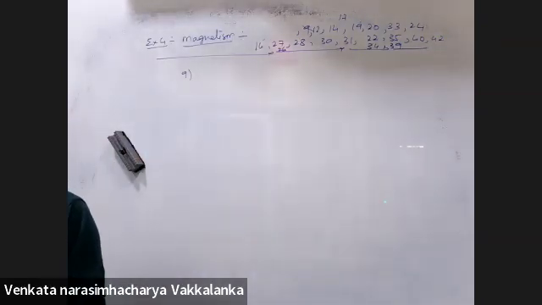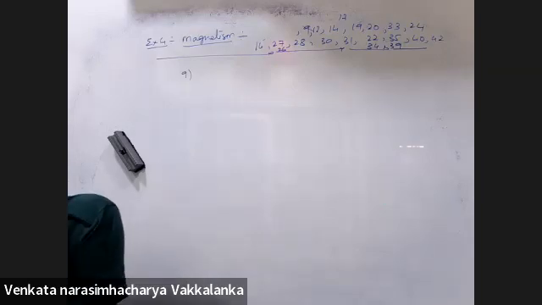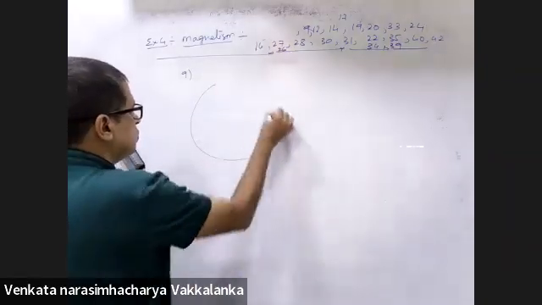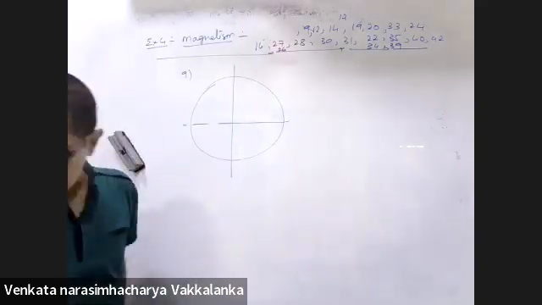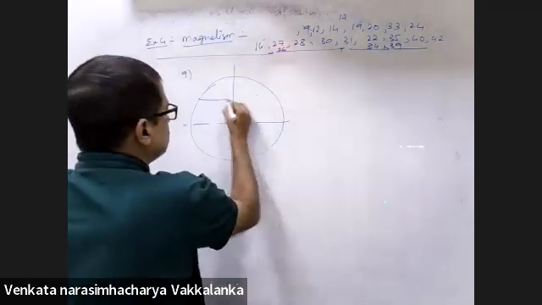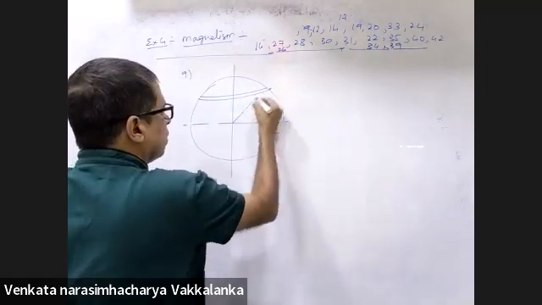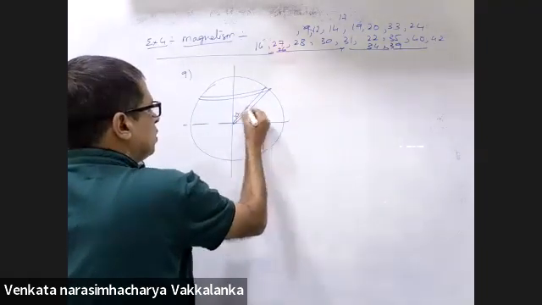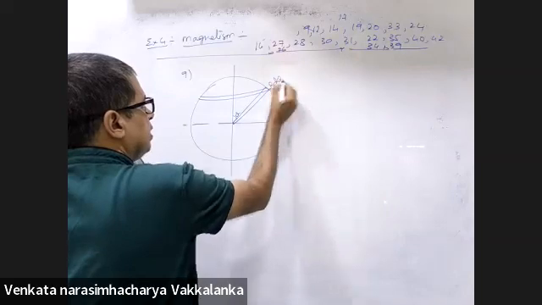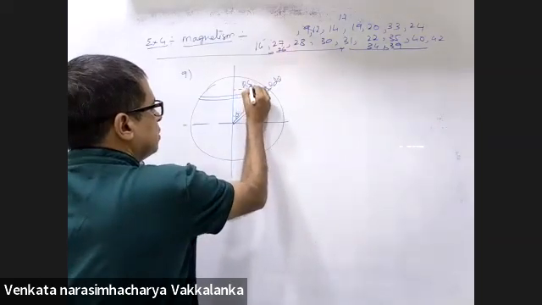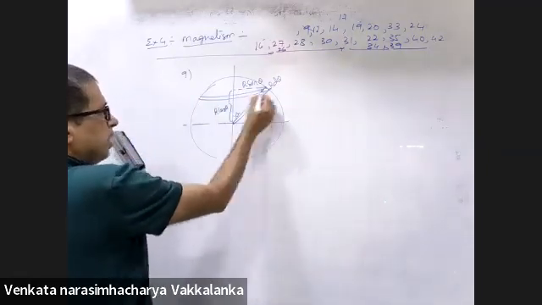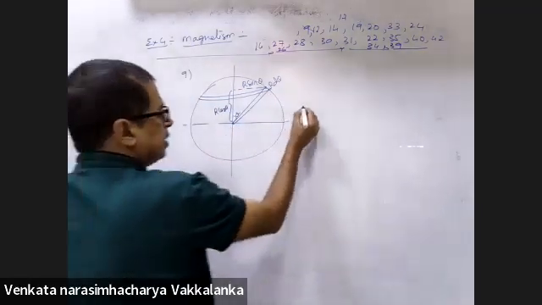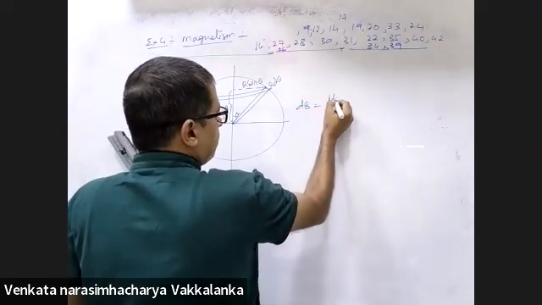A non-conducting sphere of radius r has charge uniformly distributed, rotating with angular velocity omega. Find the magnetic induction at the center of the sphere. Sigma is given. So consider an elemental ring. If this angle is theta, this will be r d theta, this will be r sin theta, this will be r cos theta. Because of the charge on the ring, what will be the magnetic field here?